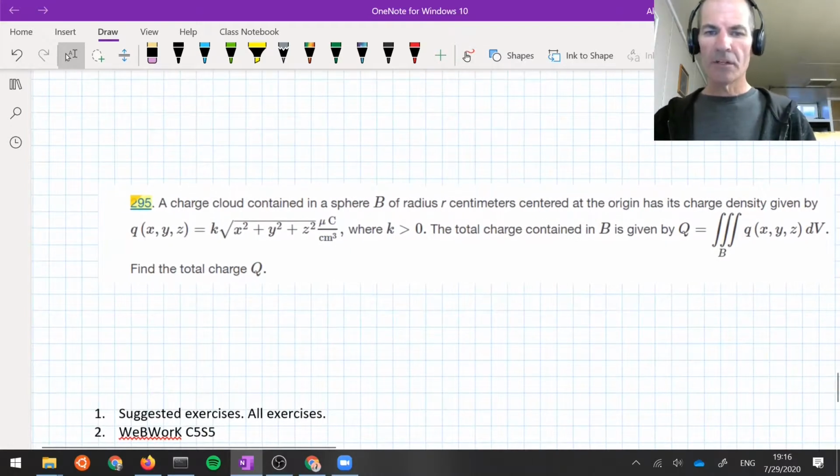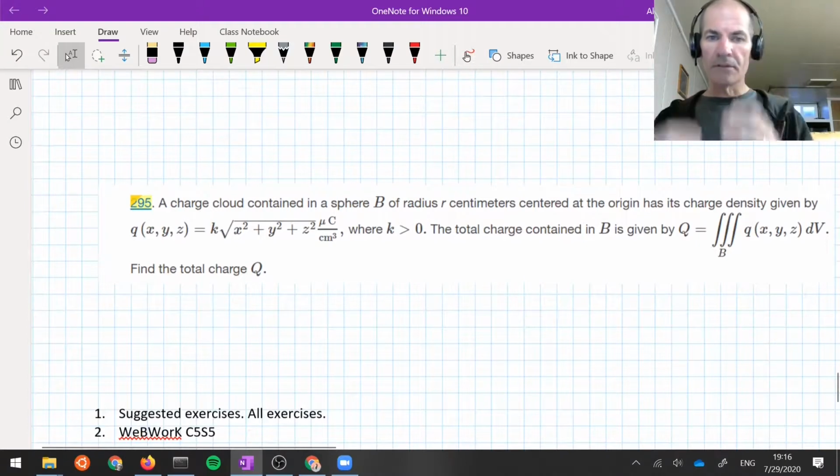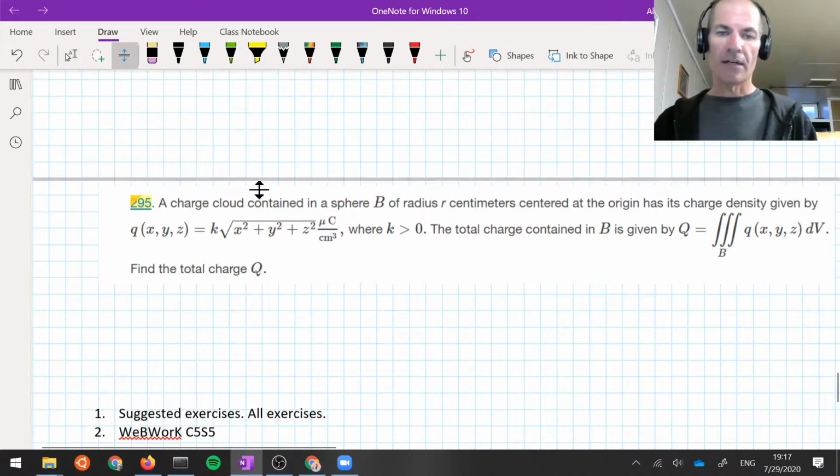In 295, we have a charge cloud contained in a sphere B of radius r centimeters centered at the origin, and it has a charge density given by Q of x, y, and z. It's just proportional to the square root of x squared plus y squared plus z squared, which you should recognize immediately as rho. So it's proportional to the distance from the origin. K is some constant of proportionality, it's positive, and the total charge is essentially integrating Q over the volume.